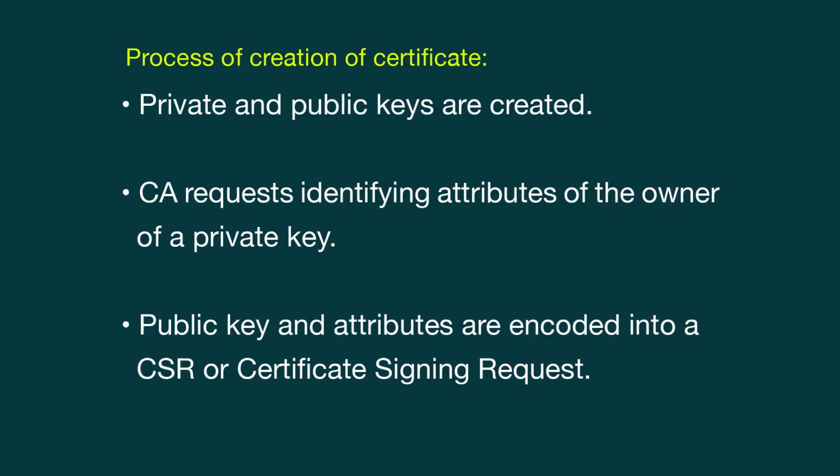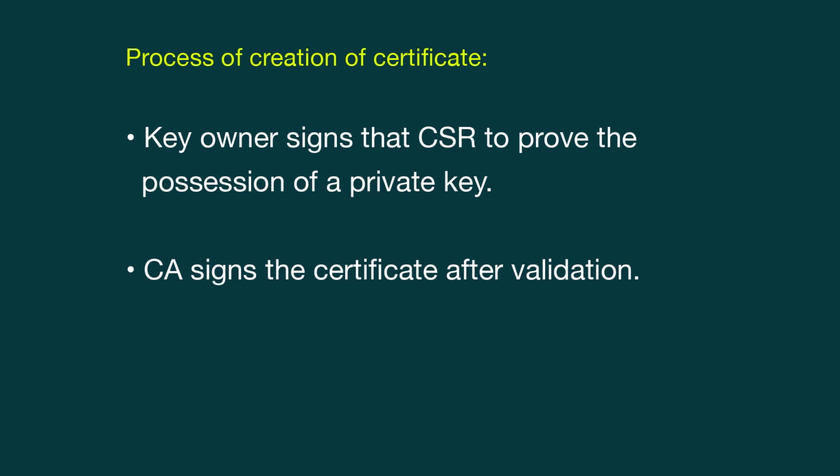Process of creating certificate. The creation of a certificate takes place as follows. Private and public keys are created in the first step. Then the CA requests identifying attributes of the owner of a private key. The public key and attributes are encoded into a CSR, or certificate signing request. The key owner signs that CSR to prove the possession of the private key. Then the CA signs the certificate after validation.